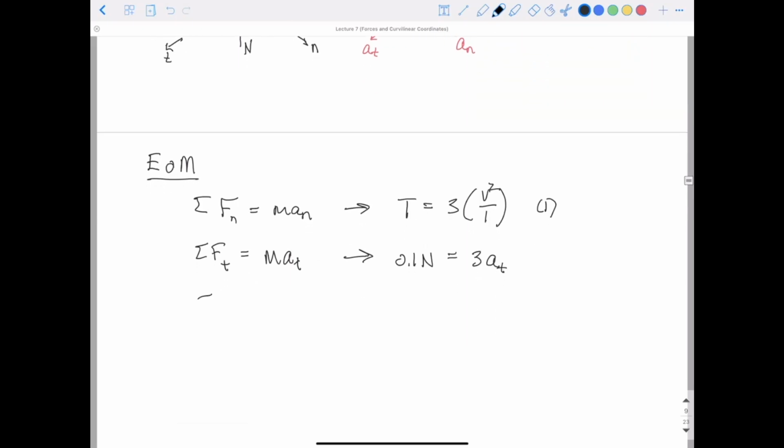And then our last equation, the sum of the forces in the binormal direction are equal to 0. So we have our normal force minus mg is equal to 0. So these are our three equations.